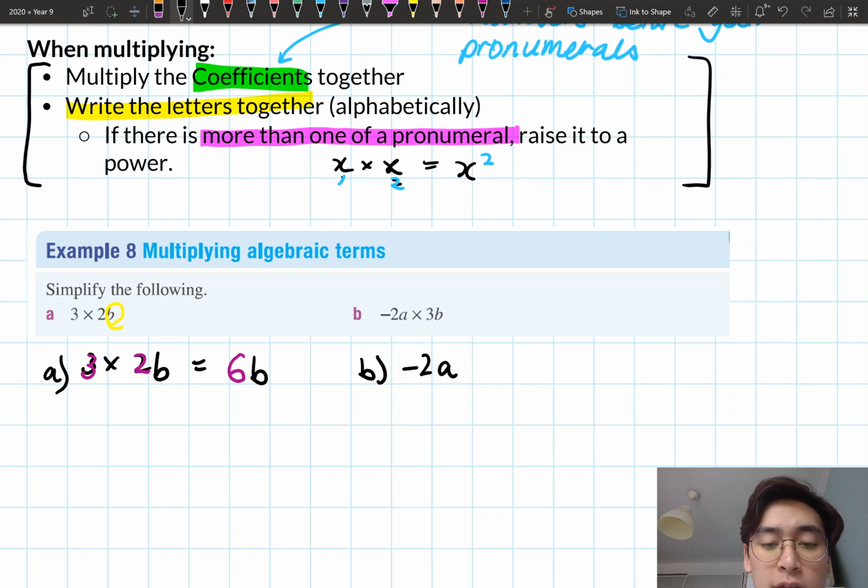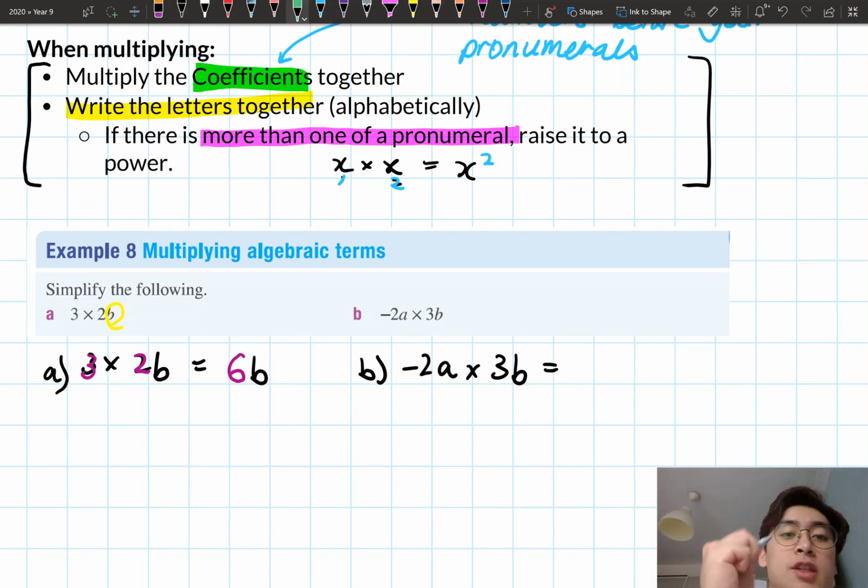I've got negative 2a times 3b. So let's go through those steps again. The first thing I'm going to do is multiply the coefficients together. Let's identify the coefficients of our two algebraic terms here. The first one, in my negative 2a, what's my coefficient? Well, my coefficient is just the number before my pronumeral, so I'm just going to circle it here. That's my minus 2. That's my minus 2.